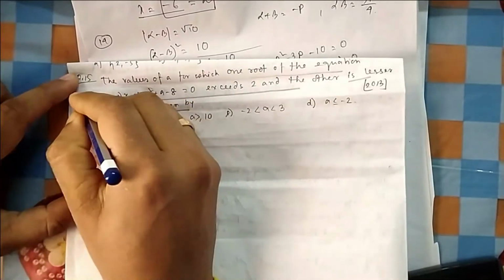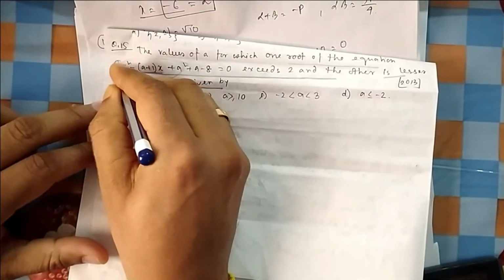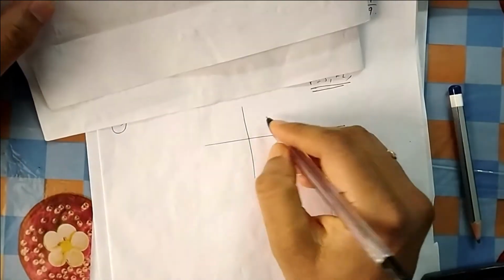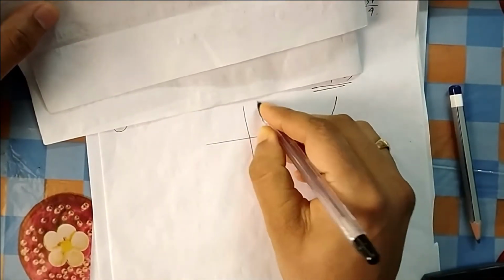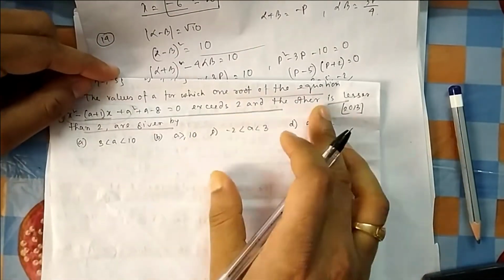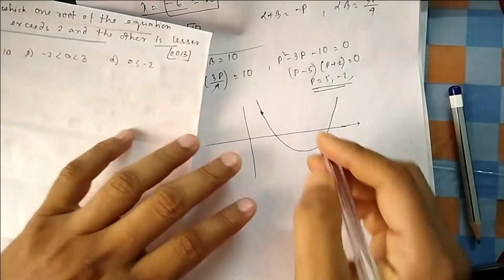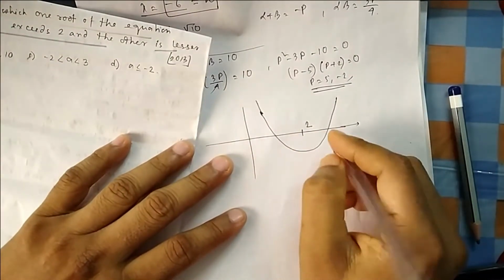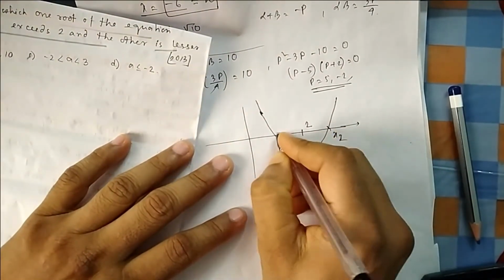Now you see, this is a. What is a? It is 1. 1 is positive here, so obviously it will be a smiling parabola. That's what we know. Now what is the condition they ask? They ask one root should exceed 2 and the other should be less than 2. So your 2 should lie in between. One root should be this side, exceeding that one, and the other root should be this side.